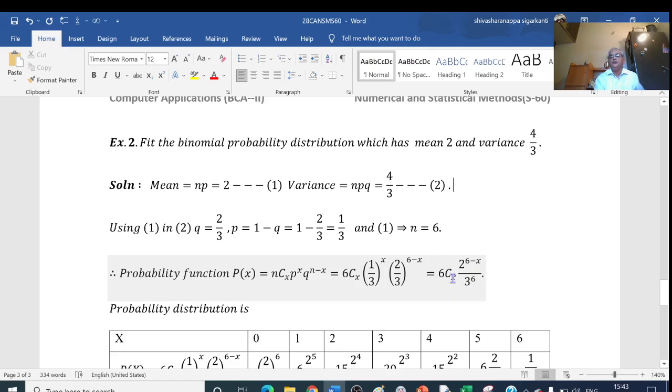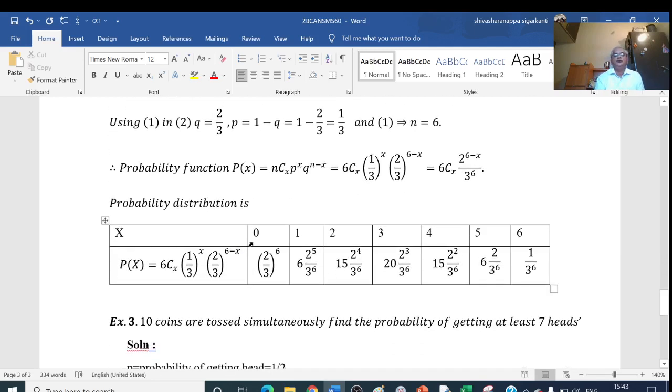Now if you put x equal to 0, 1, 2, 3, 4, 5, 6, we get the corresponding probabilities here. So that is here x equal to 0, 1, 2, 3, 4, 5, 6.